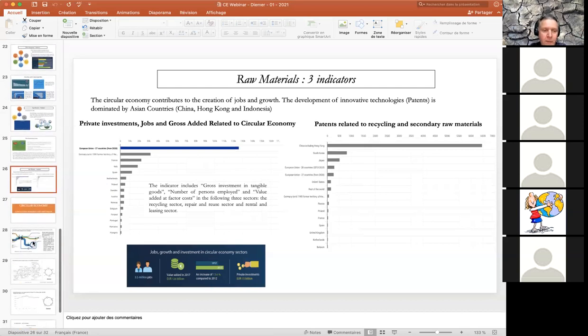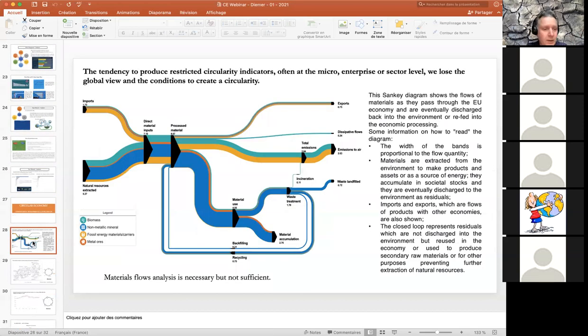So maybe for discussion, and not to go so far, I think we really have to be very careful when we measure something. I still believe that we have a very awful tendency to produce restricted circularity indicators. Most often it's the micro indicators, enterprise, sector level. And I think when you do that, we need to do this, but at the same time, we lose the global view. We lose the condition to create circularity.